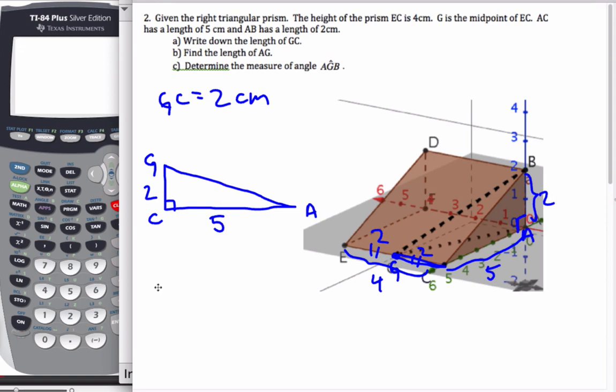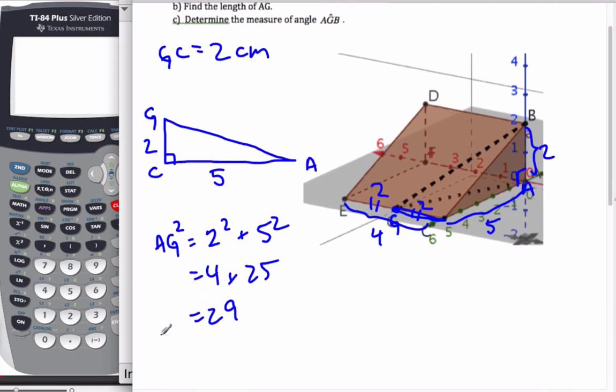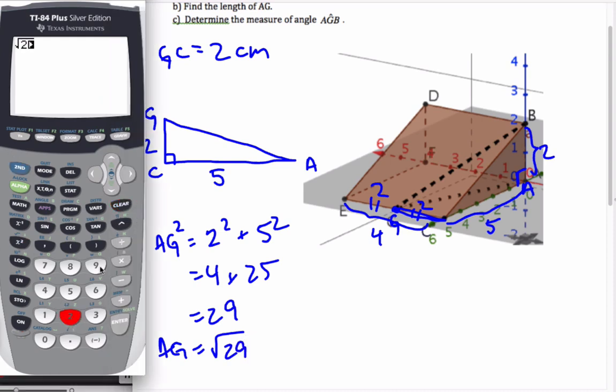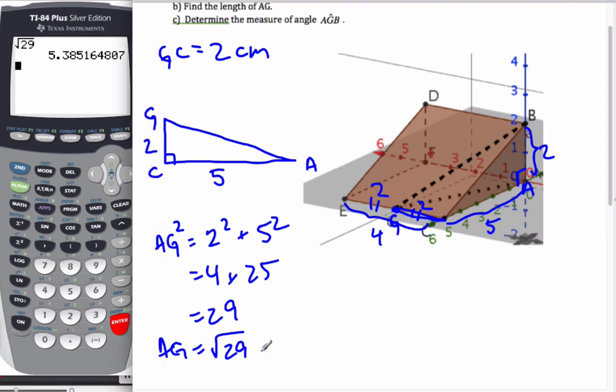So if I want to find AG, well, using Pythagorean theorem, I can find out AG. 4 plus 25 is 29. And so AG is simply going to be the square root of 29, which I know to be approximately 5.39 centimeters to 3 significant figures.